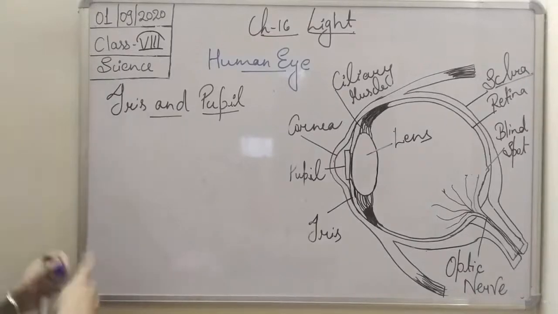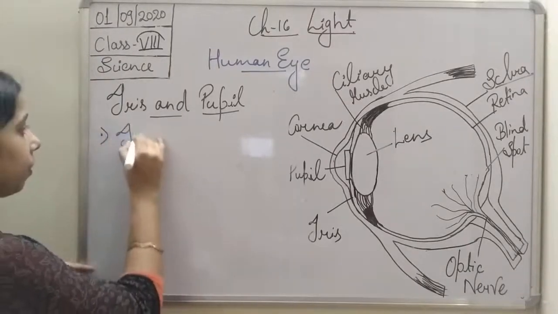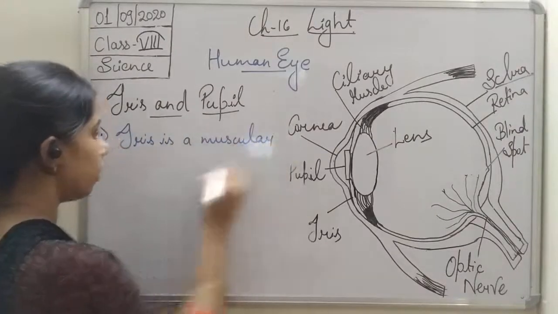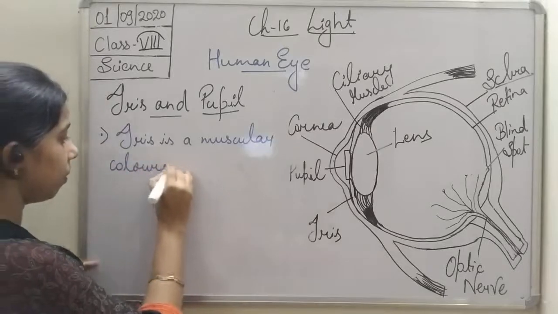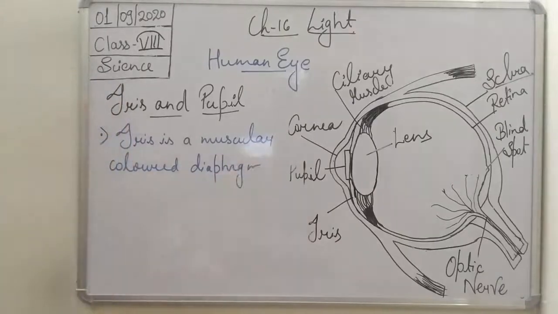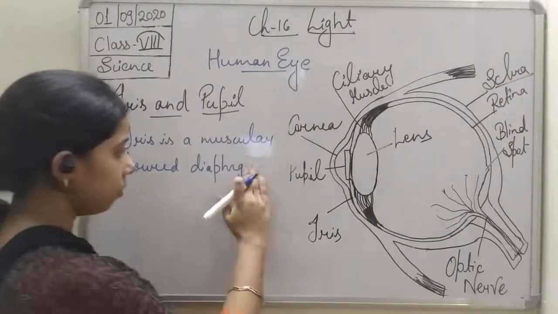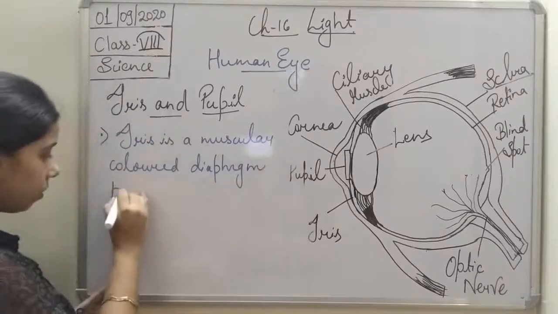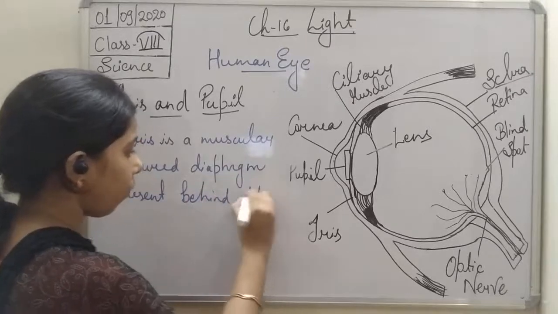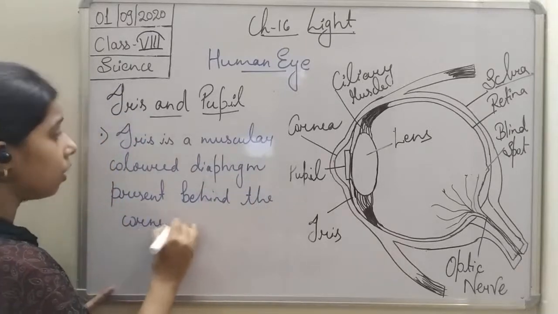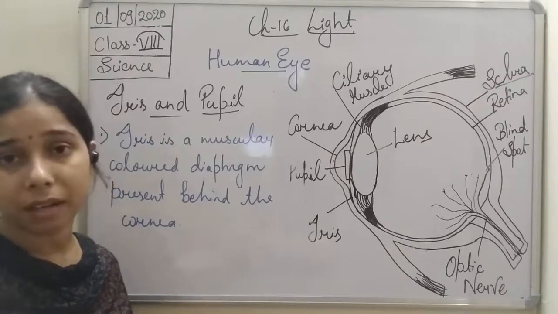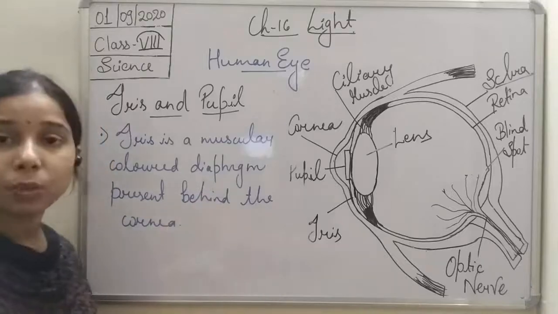So, the iris is a muscular colored diaphragm. Colored diaphragm, students, present behind the cornea. Okay, so you see here, students, the iris is a colored muscular diaphragm which is present behind the cornea.